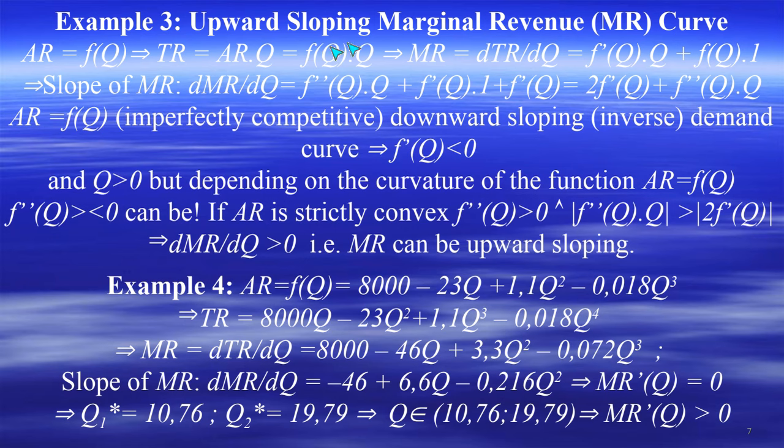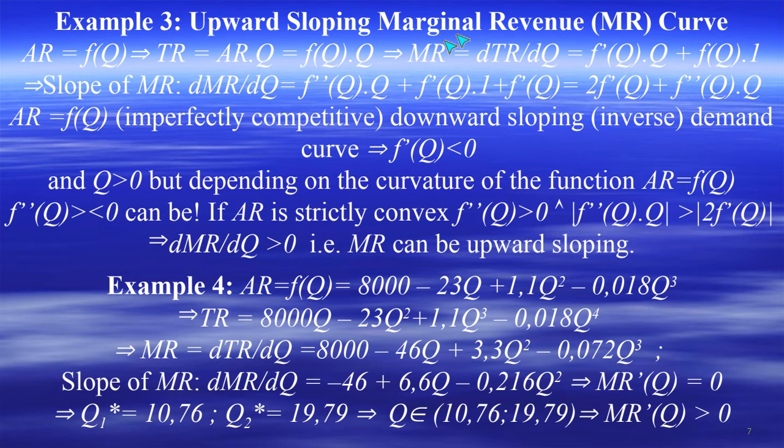So the derivative of the first function, f prime Q times Q itself, plus f of Q itself times the derivative of Q with respect to Q, which is 1. All right. So the marginal revenue function is f prime Q times Q plus f of Q. Great. Is it this one we want? No. The slope of the marginal revenue.